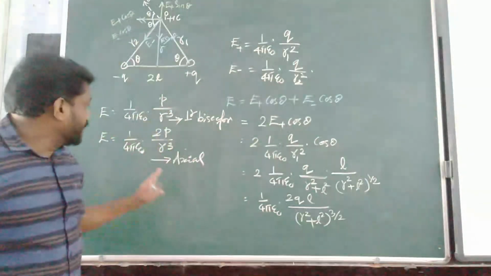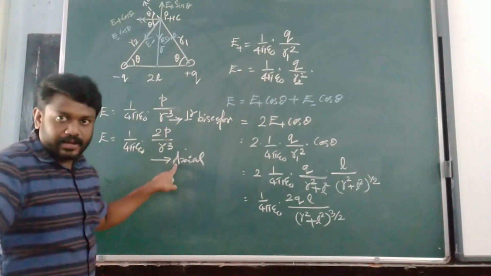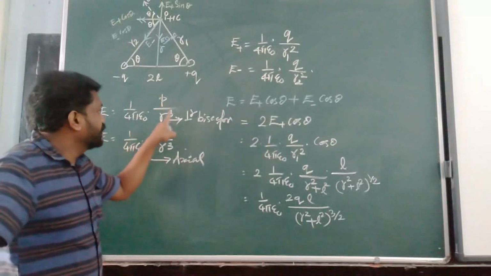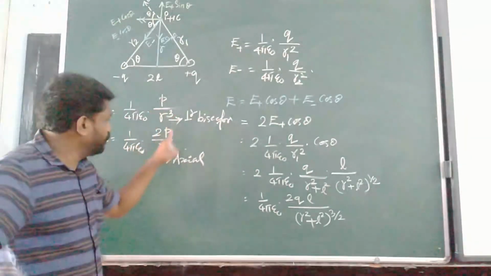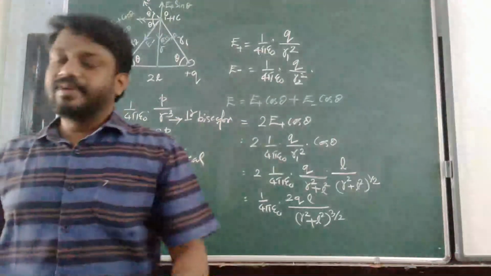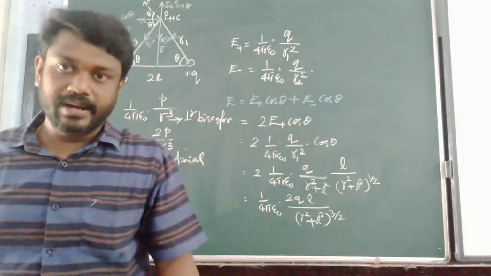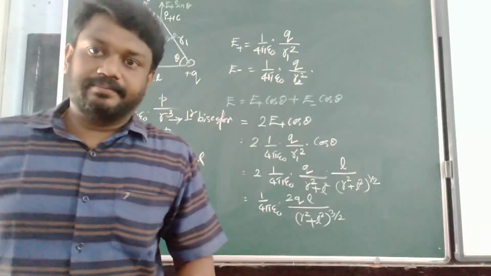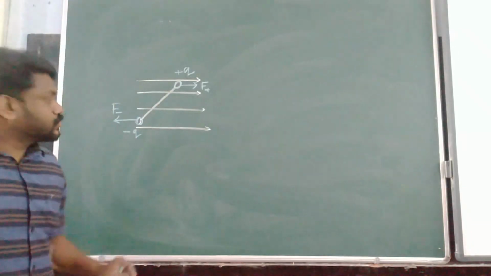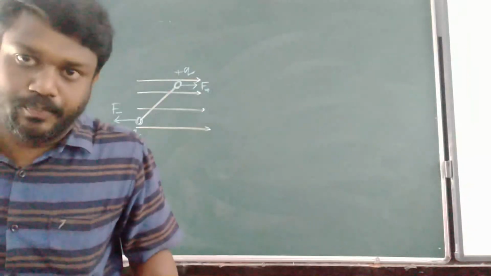So remember, along the axial point, the electric field intensity will be 1 by 4 pi epsilon 0 2P divided by R cube, and along the perpendicular bisector, that is equatorial point, the value will be 1 by 4 pi epsilon 0 P divided by R cube. So that is electric field intensity due to electric dipole, separately along axial point and equatorial point. Okay, so that is dipole and electric field intensity due to a dipole.